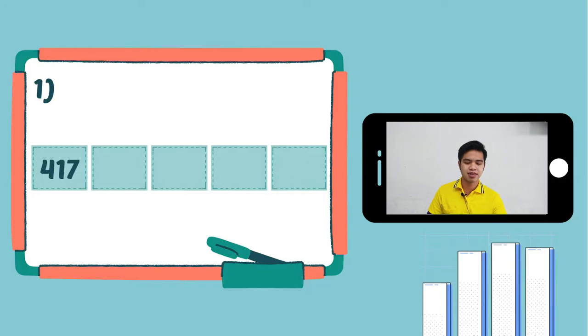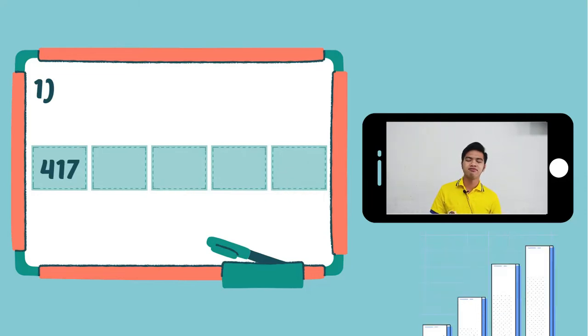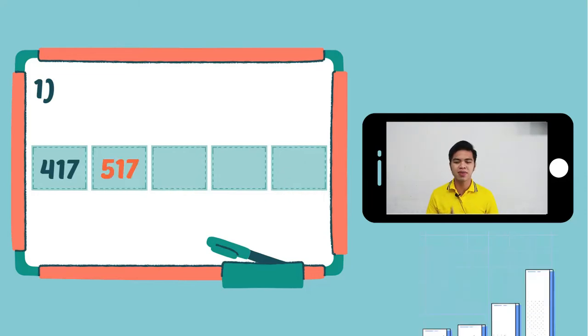Okay, the correct answer will be 517 because we added 100 to 417. Always remember the pattern, okay kids? So now we have 417, 517, and then what is the next number? We will add 100 again.